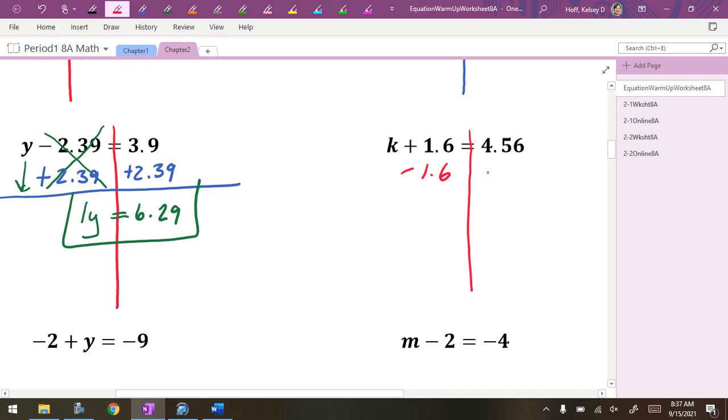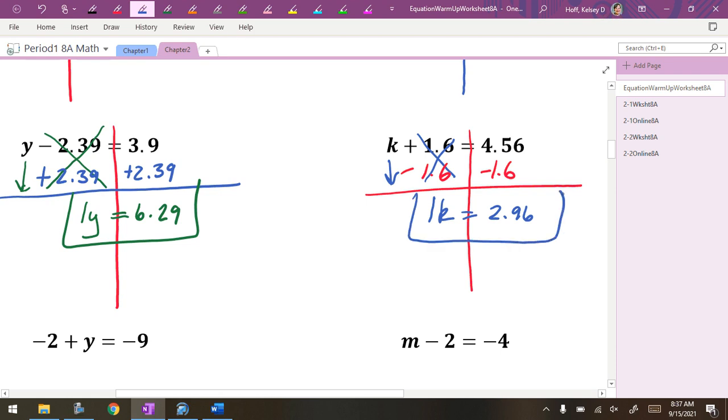Whatever I do to one side, I do to the other. Ms. Hoff reminds us, use your calculator. Type it in exactly how this says. 4.56 minus 1.6. I'm stealing off Caitlin's paper. She has 2.96. Anybody else get 2.96? Very good. Okay.